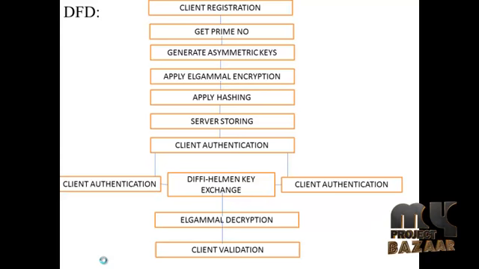First of all, it should be focused on client registration. At client registration time, the user gives the user ID and password. Then the system automatically gets the prime number of the particular user and generates asymmetric keys, such as public and private keys. With these keys, we encrypt the user password using the encryption algorithm. After encrypting the data, we apply hashing. This hashed, encrypted password is stored in the two servers.